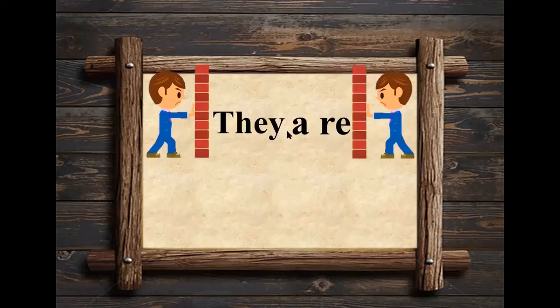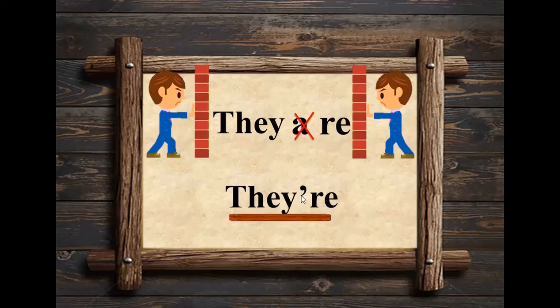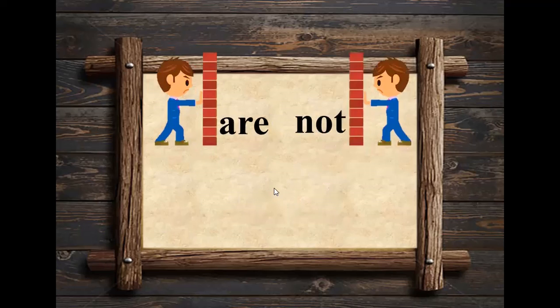Your next example is they are. These two words are going to be contracted by removing the letter A from the second word. And we get the contracted form of the word they're. Here you will see that an apostrophe has taken the place of the missing letter A. So whenever we try to contract two words, we make changes in the second word only. Okay? Moving on to our next example.